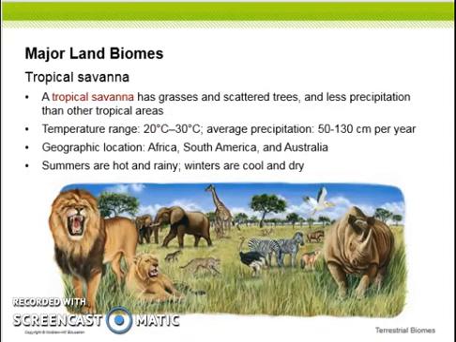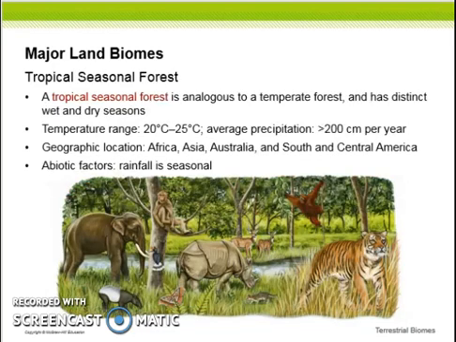Tropical savanna. It has grasses and scattered trees and less precipitation than other tropical areas. Its geographic location, Africa, South America, and Australia. Summers are hot and rainy. Winters are cool and dry. Tropical seasonal forest. A tropical seasonal forest is analogous to a temperate forest and has distinct wet and dry seasons. Geographic location: Africa, Asia, Australia, and South and Central America. Non-living factors: rainfall is seasonal.